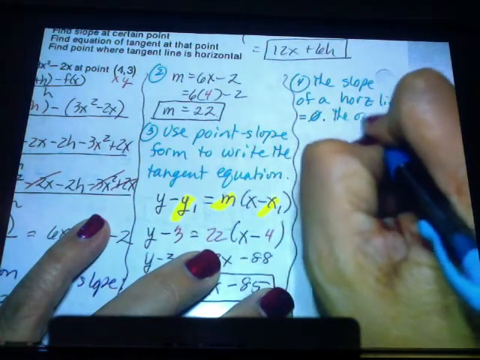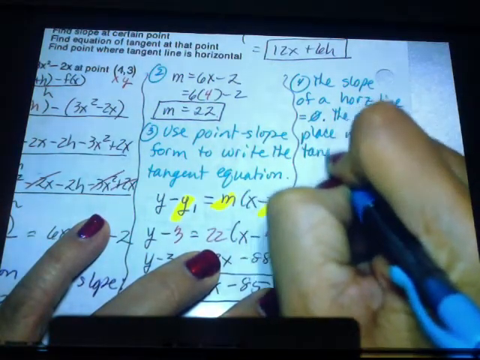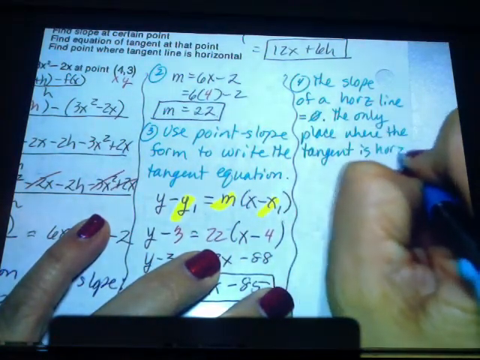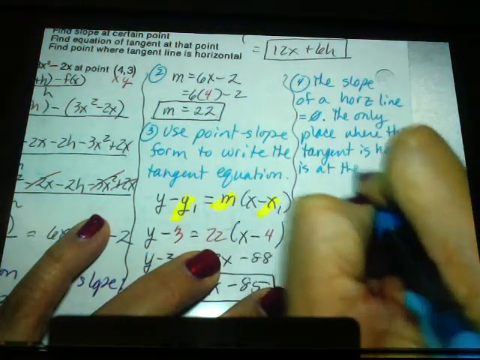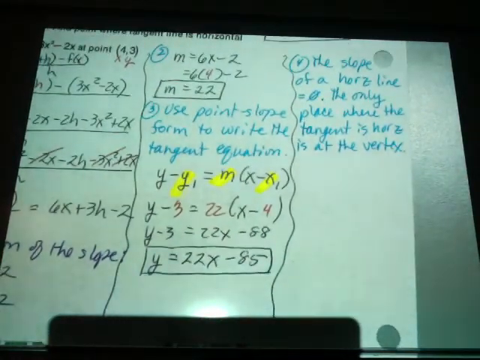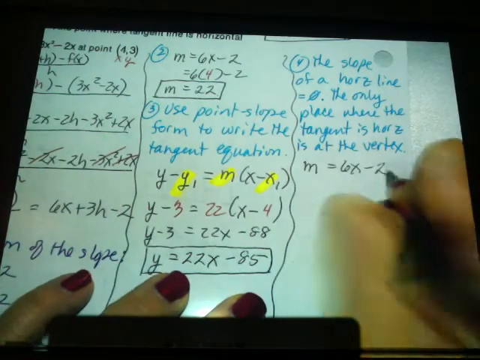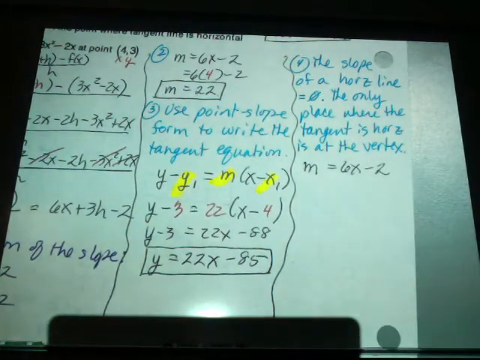The only place where the tangent is horizontal is at the vertex. So we're going to start with our slope formula. M equals 6x minus 2. What do I know about the fact that the tangent's horizontal at my vertex? Because what they're asking me is to find the vertex. What do I know about the slope at the vertex? It's 0. So can't I replace m with 0?